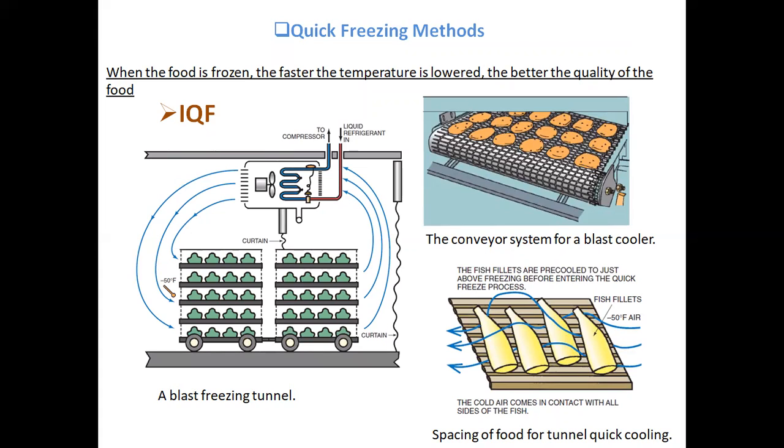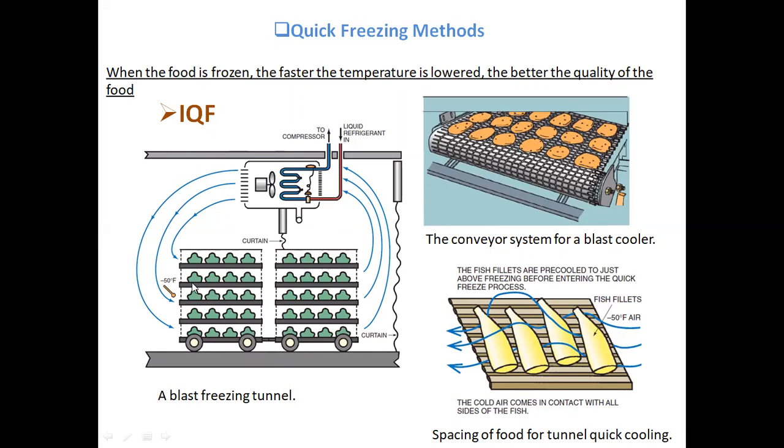Individual quick freezing methods are quite popular. As shown in the first, the blast freezing tunnel, the output from the VCR cycle, that is the liquid refrigerant, comes here, and this liquid refrigerant is then used to cool the air which is circulating inside this tunnel.